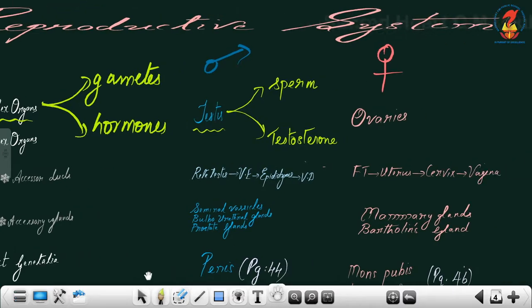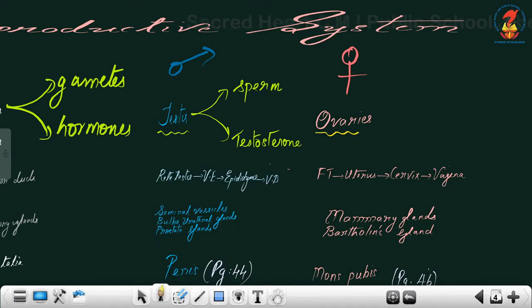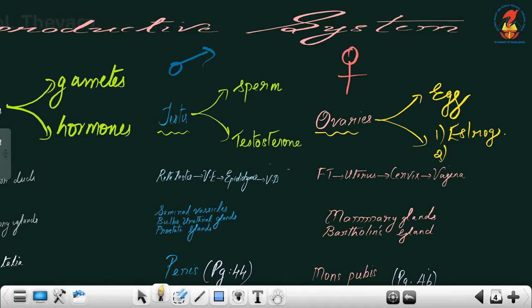Likewise, in females, it is the ovaries that serve as the primary sex organs. It produces the gamete egg or ovum and produces two hormones, namely estrogen and progesterone.